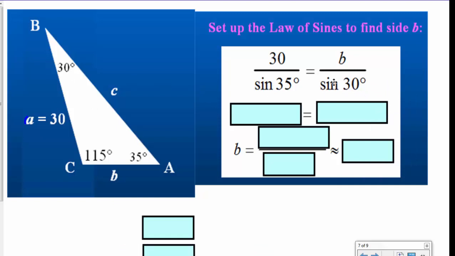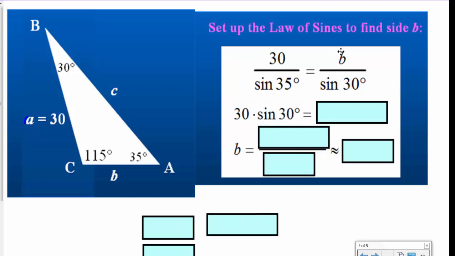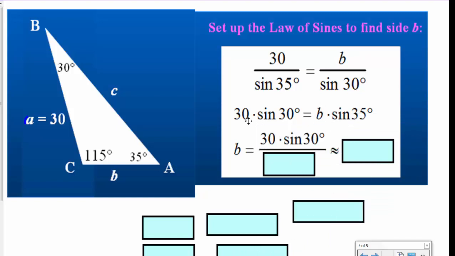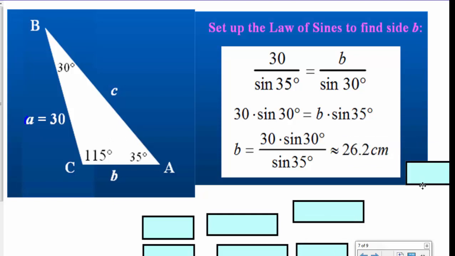Cross multiply. 30 times sine of 30 equals b times sine 35. To get b by itself, we have to divide. So 30 times sine of 30 is still here, divided by the sine of 35 to get b by itself, and then put it in the calculator. Our answer is 26.2.